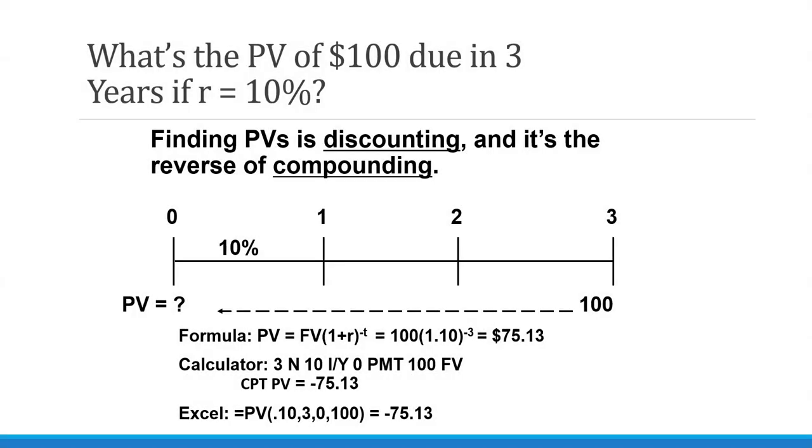So now we're going to look at a different example with $100. What's the present value of $100 due in 3 years if we have a rate of 10%? The present value at a rate of 10% equals $75.13. So today, $75.13 has the present value of what $100 would be in 3 years at 10% interest.